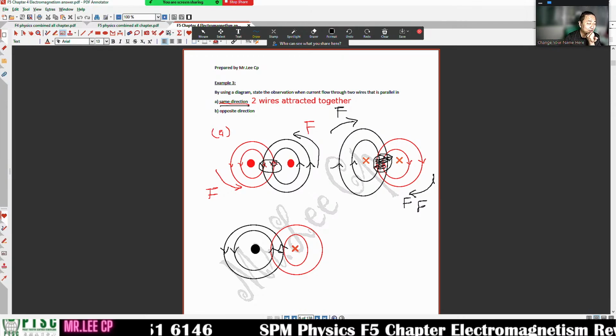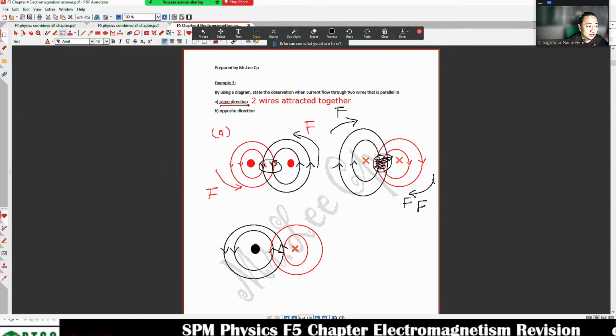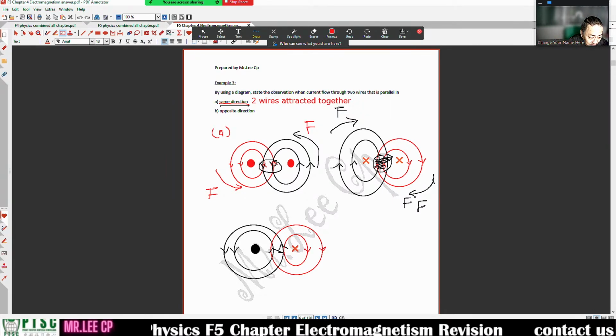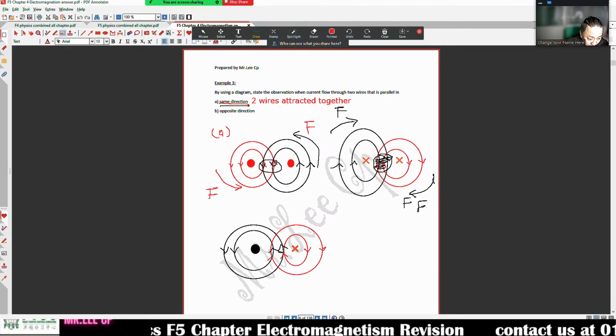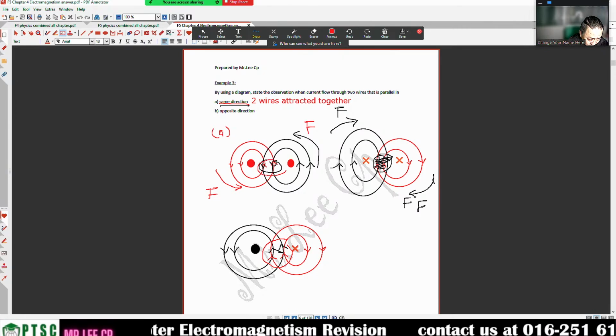So this one, the red one, the current goes in. So this one is going downward, right? This way it is going downward. This one is going upward. The direction is the same, you see. Just now these two directions are opposite.